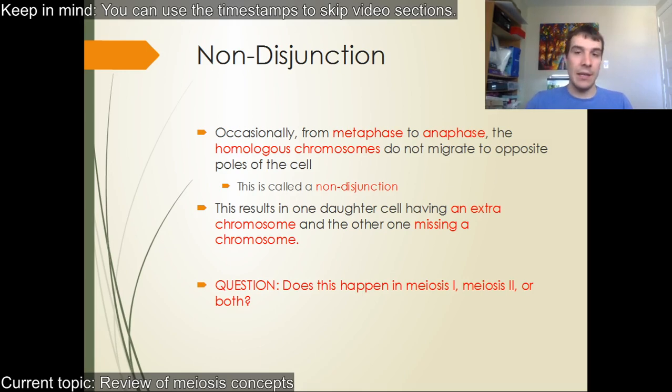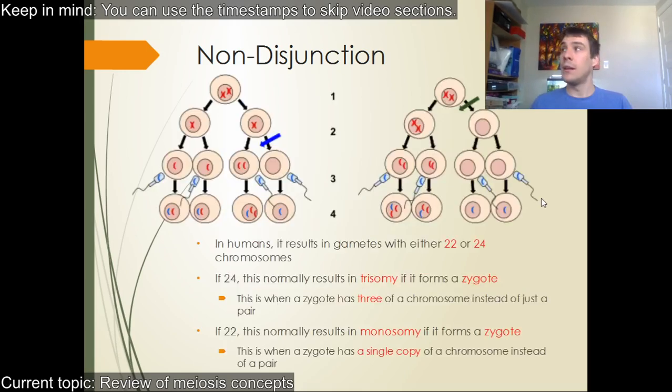Okay, so the answer is both. It can happen in both. Here's a diagram of it happening in both. On this side, you see this blue arrow. This blue arrow is showing the nondisjunction, and it happened during meiosis 2. This one happened during meiosis 1.